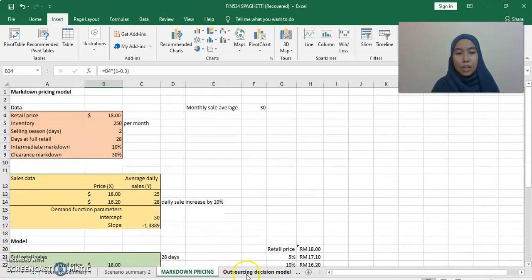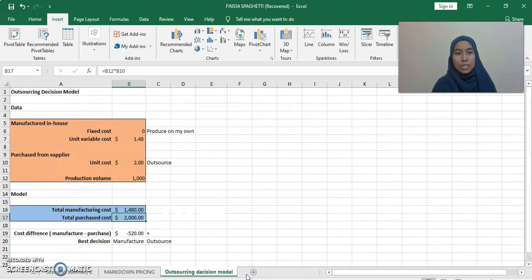And lastly is the outsourcing decision. The outsourcing decision is where I need to decide whether to produce on my own or purchase from the supplier if anything happens. But when I calculate the cost, the unit cost if I produce on my own is 1.48 per unit, and purchasing from the supplier is 2 ringgit. The production volume is 1,000. So this is the model.